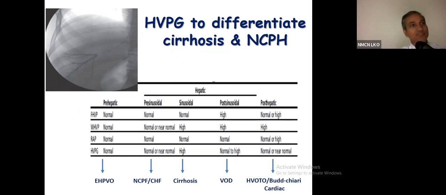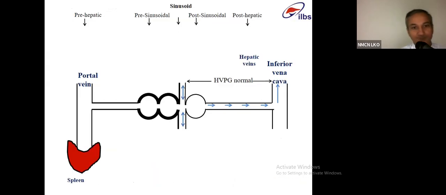When the HVPG is normal, it is EHPVO, where all the pressures are normal. In non-cirrhotic portal fibrosis, which is the pre-sinusoidal cause, it may be just slightly higher, ranging between 6 to 10 millimeters of mercury, whereas in sinusoidal causes, that is cirrhosis, the HVPG will be high. In the post-hepatic causes, that is hepatic venous obstruction, and the cardiac causes, the right atrial pressures will be high and all the pressures will be high, ultimately leading to a gradient which may be normal or near normal. Again shown in this diagram.